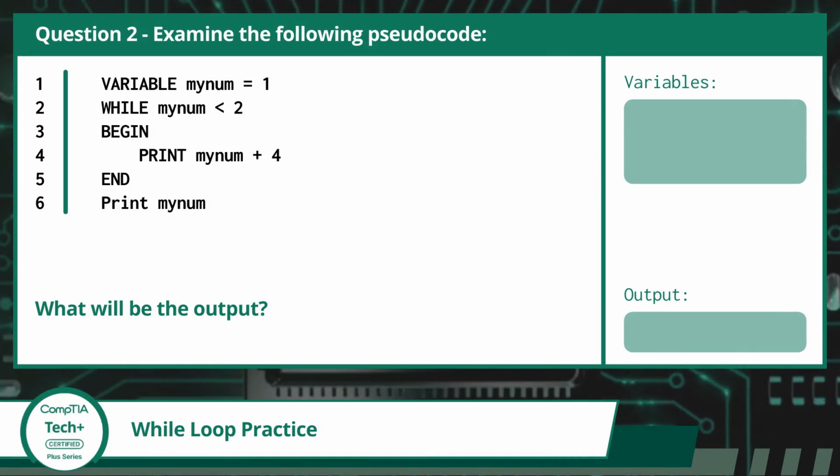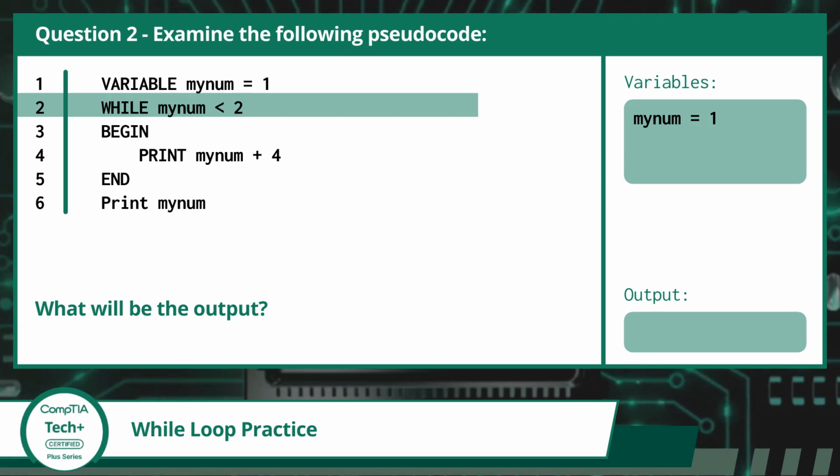Here is question 2. Examine the following pseudocode. What will be the output? If you want to try and solve this question on your own, pause this video now. Otherwise, I will go through the code line by line. In line 1, we declare a variable mynum and assign it the value of 1. On line 2, we see a condition statement for a while loop. Our condition statement calls for our program to check if mynum is less than 2.